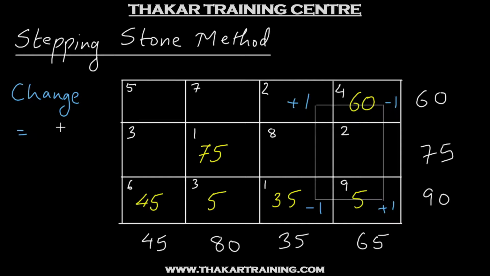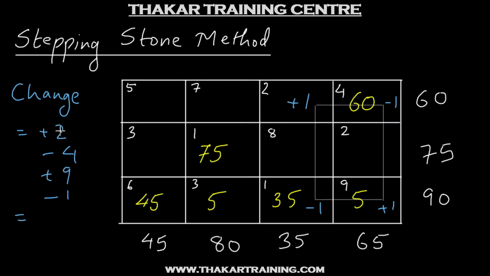Now the change in total transportation cost due to this allocation will be, we have 1 unit added at the rate of 2, so that is plus 2. 1 unit reduced at the rate of 4, that is minus 4. 1 unit added at the rate of 9, so that is plus 9. And 1 unit reduced at the rate of 1, so that is minus 1.